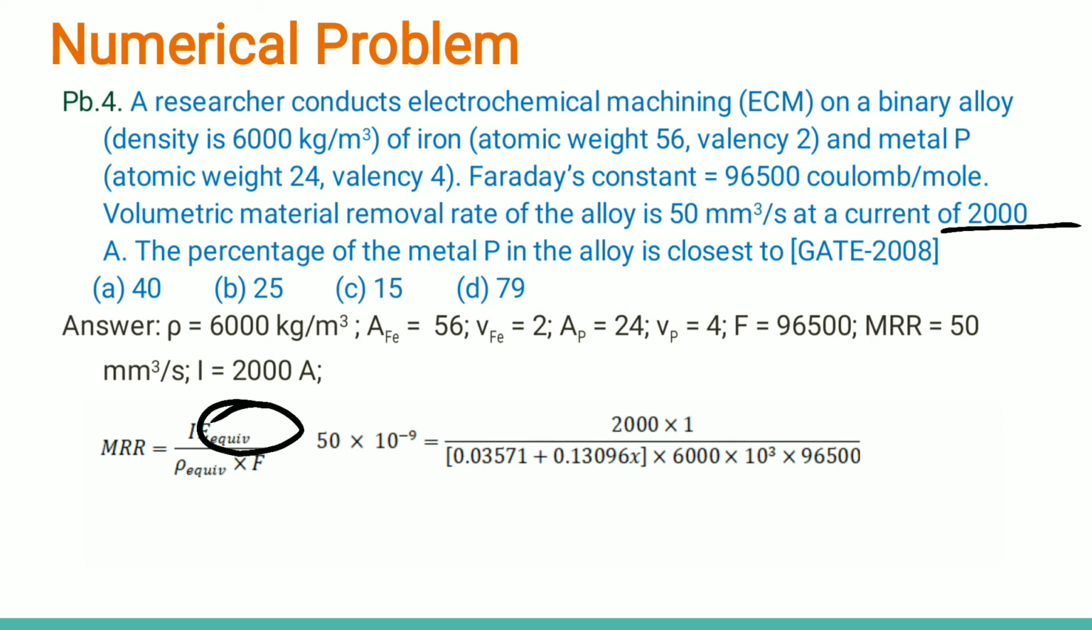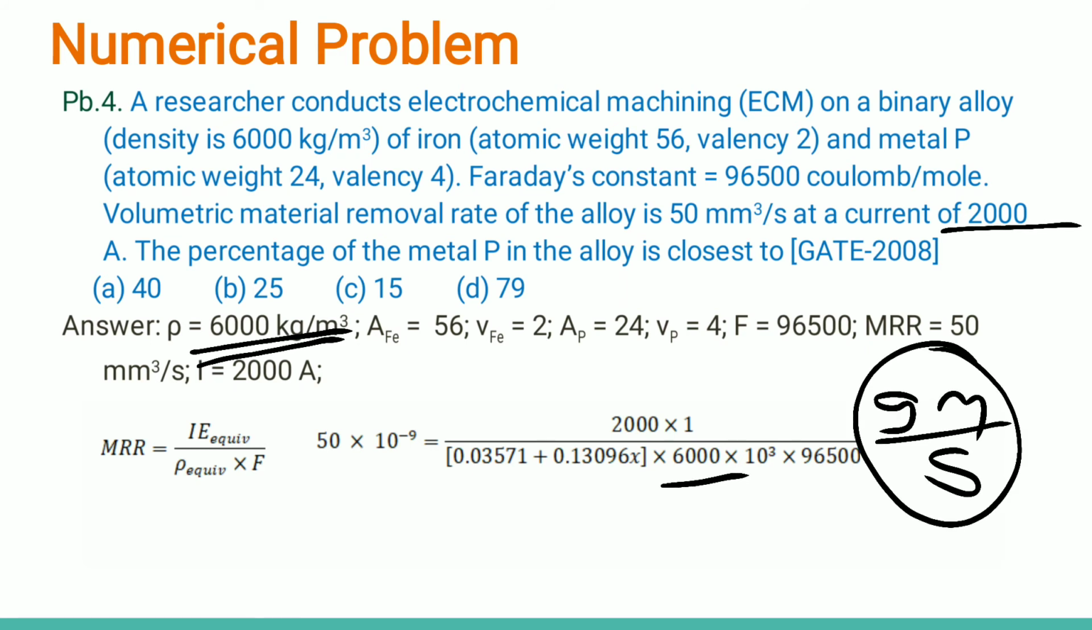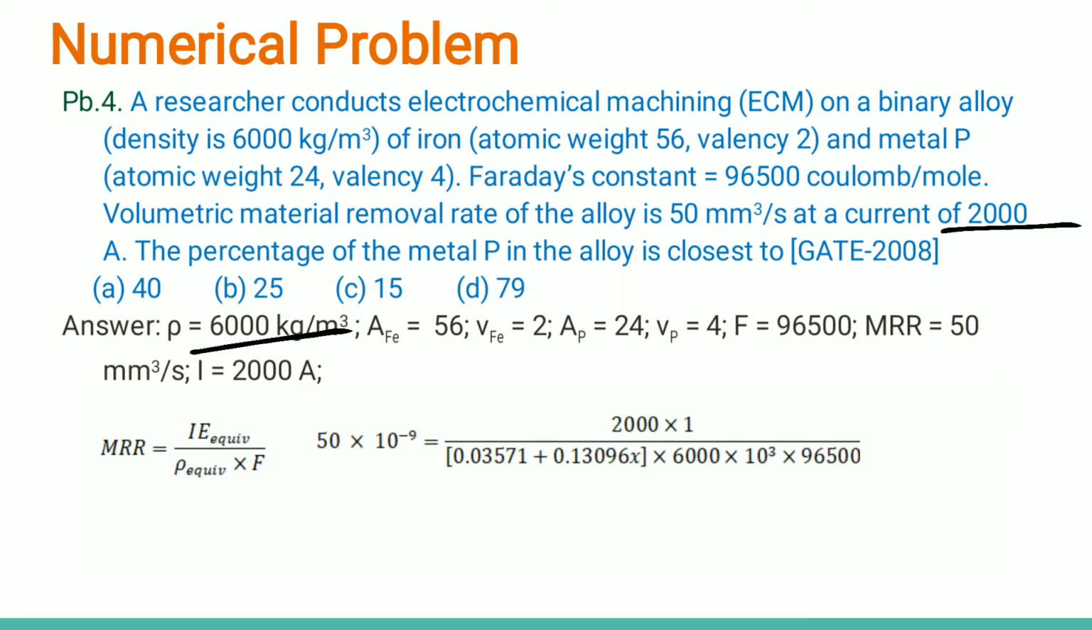Next is rho, the density of the alloy. So the density of that alloy will be 6000 kg per meter cube, and the same we are putting. We are converting this because, as I told you in the last video, we consider this value in gram per second. So when you convert this kg into grams, you have to write 10 raised to power 3 over here. And the F value is 96500. So all the values we have already put.